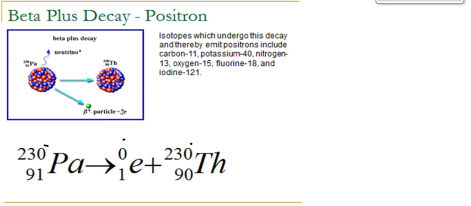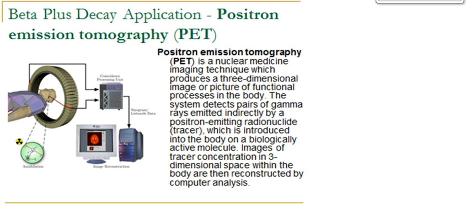But if it burps out a positron, one of those protons burps out its positive charge, it becomes a neutron. So the atomic number actually goes down by 1 when it burps out a positron. You can pause this and read it if you want.